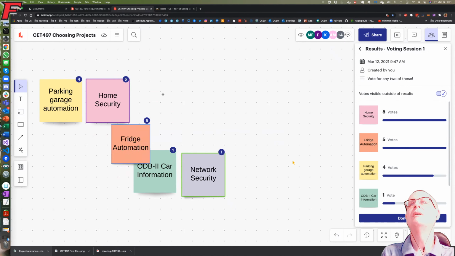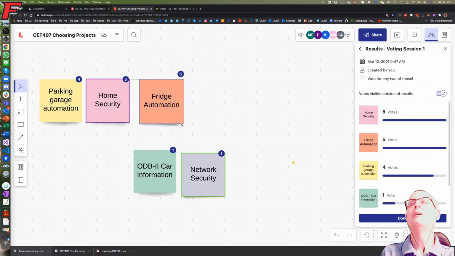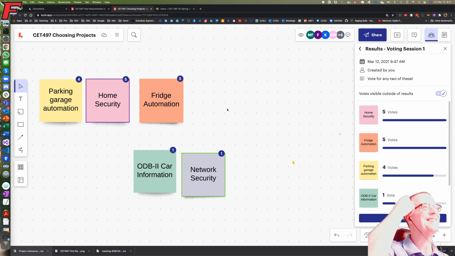And I should have made that the right size. I think it was at one point. It just got changed a little. Yeah, I started moving it, and I got it wrong, so it's okay.